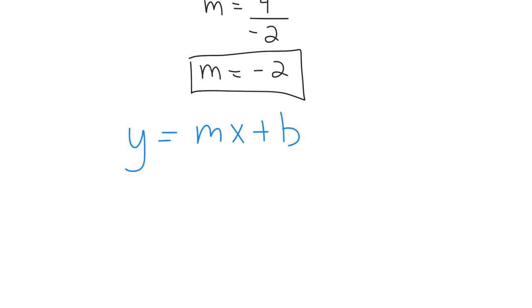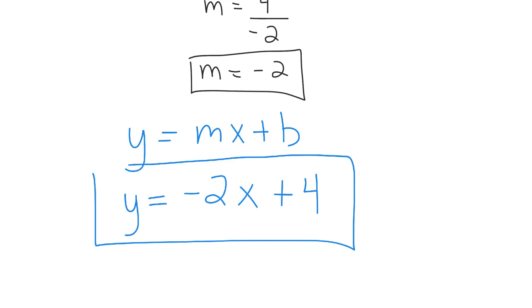All right, now we're finally ready to put together our final equation. So we've got y equals our slope, which is negative 2x, plus b. Our b value was our y-intercept, which was 4. So our final equation is y equals negative 2x plus 4.